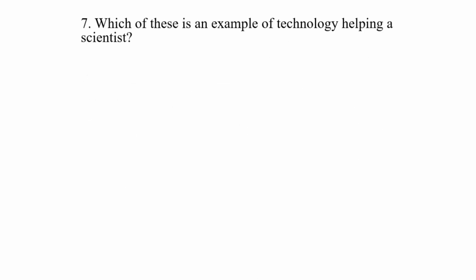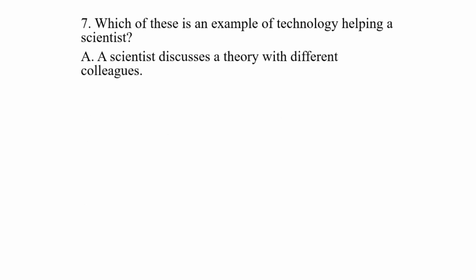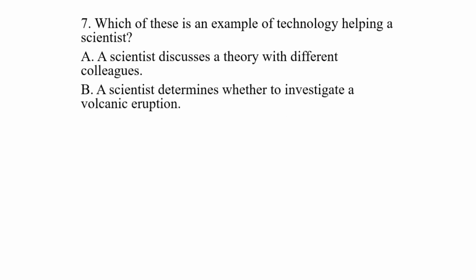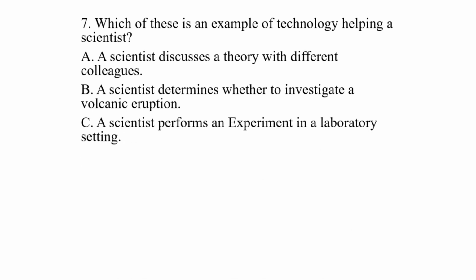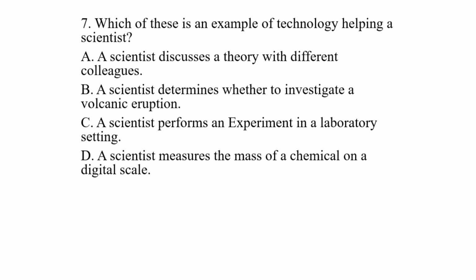Question number 7. Which of these is an example of technology helping a scientist? A. A scientist discusses a theory with different colleagues. B. A scientist determines whether to investigate a volcanic eruption. C. A scientist performs an experiment in a laboratory setting. D. A scientist measures the mass of a chemical on a digital scale.